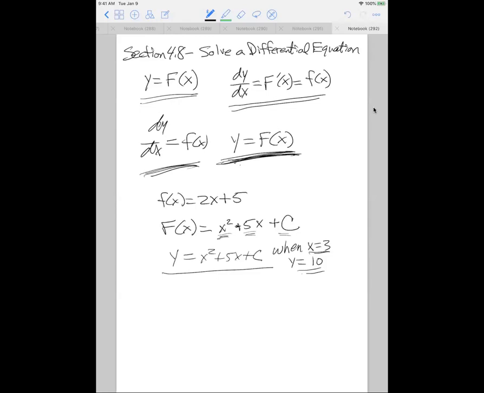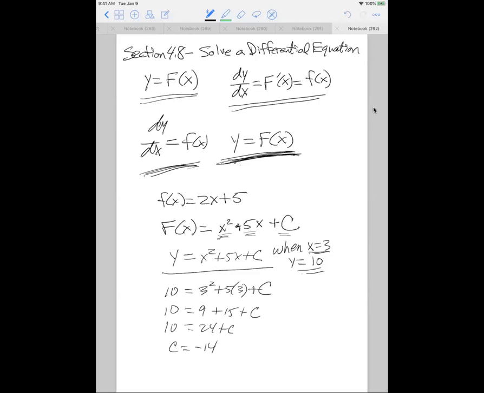So we have 10 equals 3 squared plus 5 times 3 plus c. 10 equals 9 plus 15 plus c. So 10 equals 24 plus c. C must equal negative 14. Therefore, we have found the particular solution.